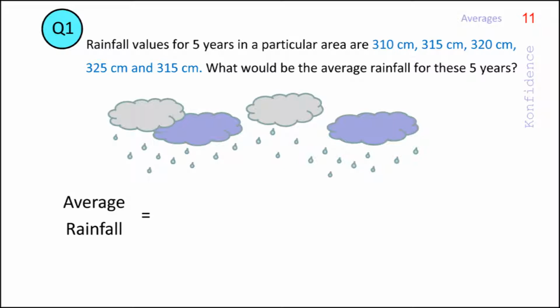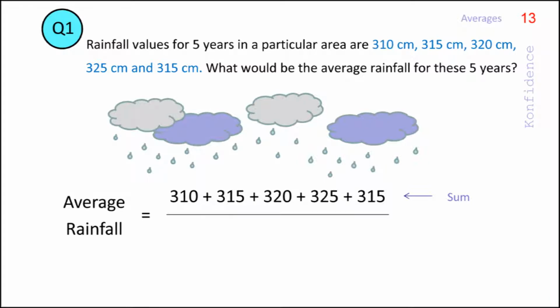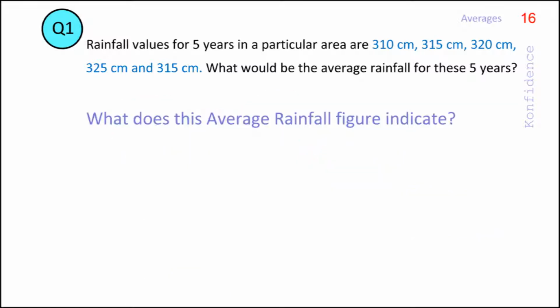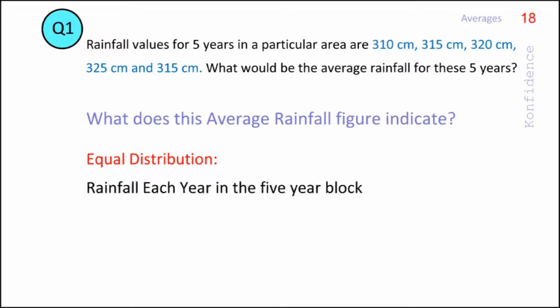The average rainfall for the area for the given 5 years would be the sum 310 plus 315 plus 320 plus 325 plus 315 divided by 5, which is 317 centimeters. Now, what does this mean? This means that if the rainfall were to be the same for each of the 5 years, given the total rainfall for the 5 years, it would have been 317 centimeters in each one of those 5 years.